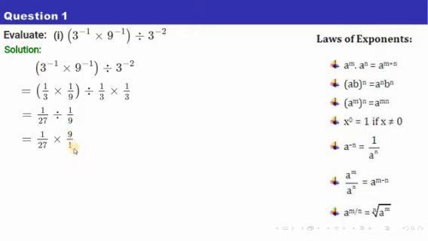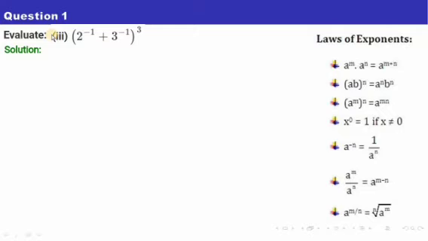You can clearly see that 9 and 27 can be cancelled, because 9 is in the numerator and 27 is in the denominator. 9 ones are 9, 9 threes are 27. So we have 1 into 1, which is 1, and here we have 3, so 3 into 1 becomes 3. So your answer is 1 by 3 for this question. Pause the video and note down the solution.